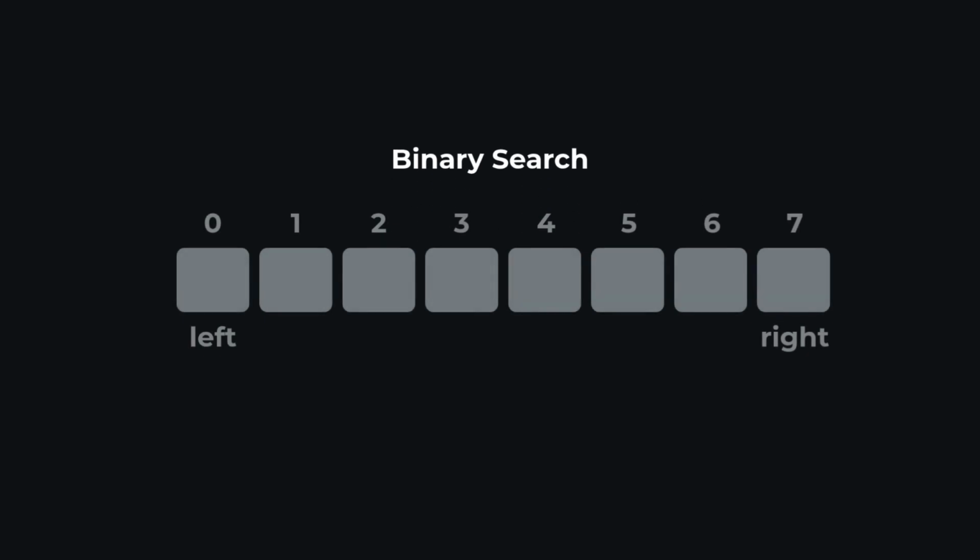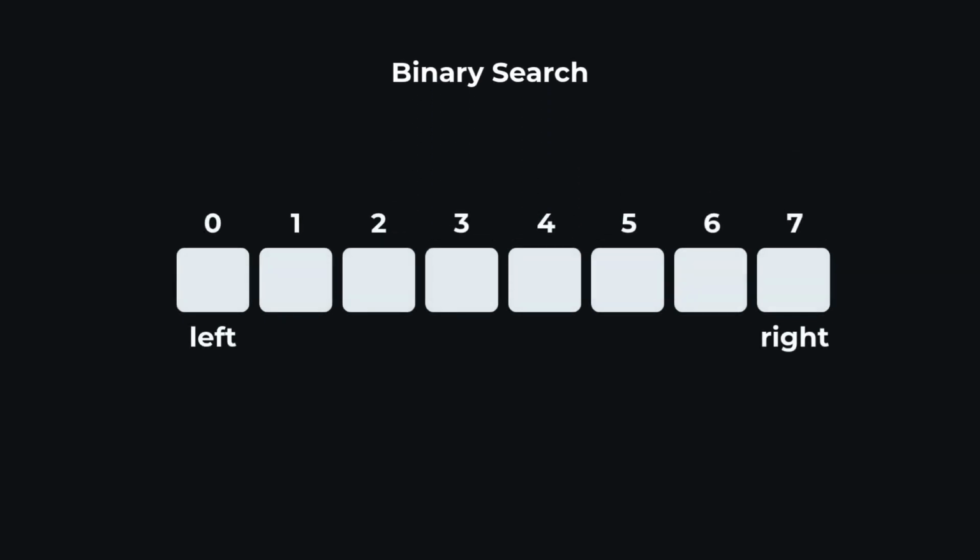Binary search is a smart way to look for a value inside a sorted array. Instead of checking every single element, we keep dividing the array in half to quickly narrow down the search range. Here's how the algorithm works.